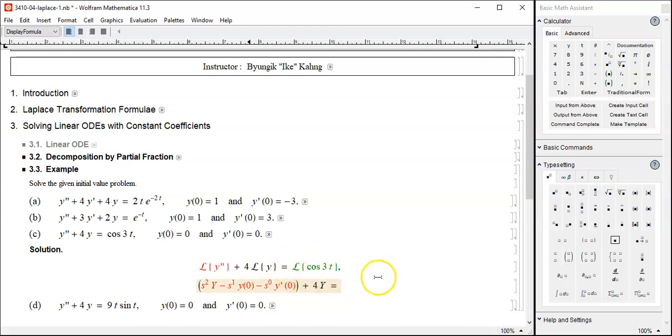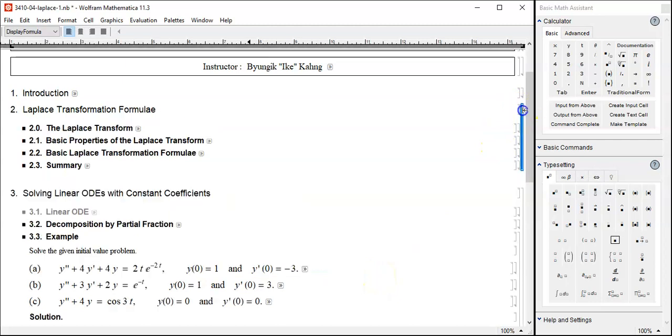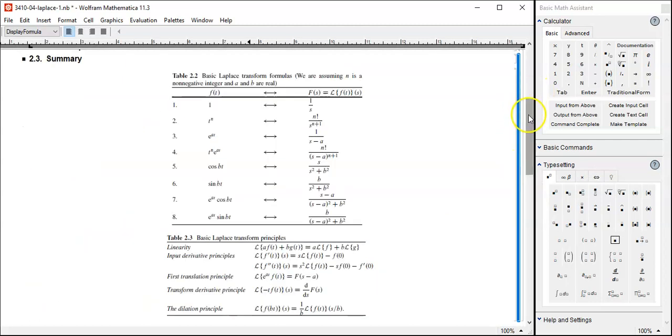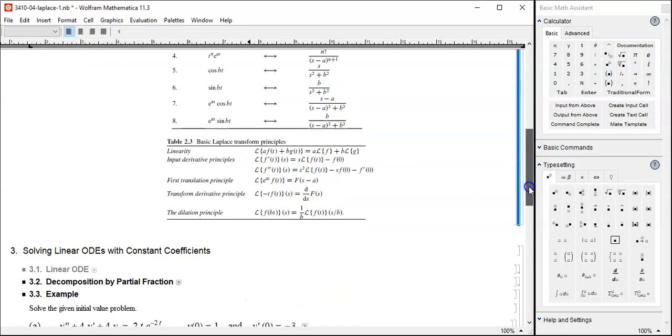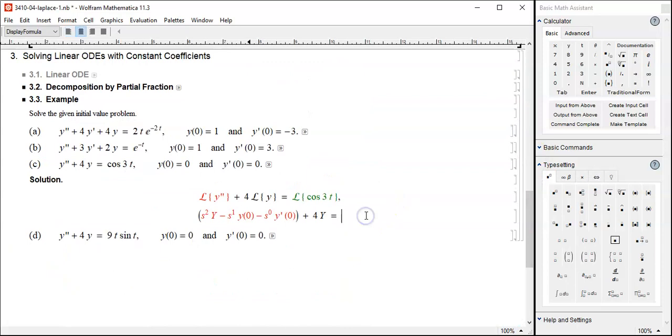And now, what is the Laplace transform of cosine of 3t? Here's the summary, and here's a table with sine and cosine. Cosine of bt is s over s squared plus b squared. Let's use that. Cosine of 3t, so b is 3. This is s over s squared plus 9.